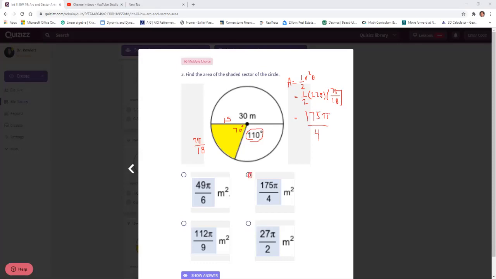So here's the answer. Now, how did I do that? Well, I multiplied 225 times 7 to get the numerator. Don't forget the pi. And then the denominator is 2 times 18. And once I converted that to a decimal, I just pressed the math button on the calculator and selected the first option that converted it to a fraction. That gave me the 175 divided by 4. And then, of course, we're multiplying by pi.